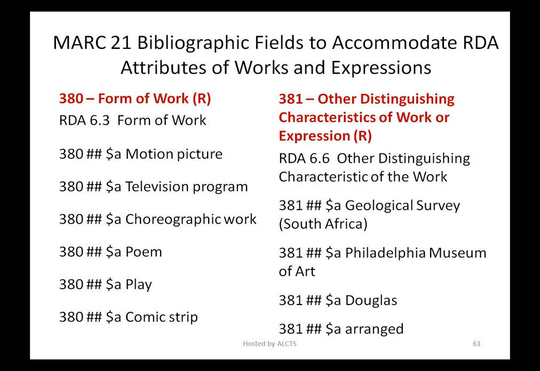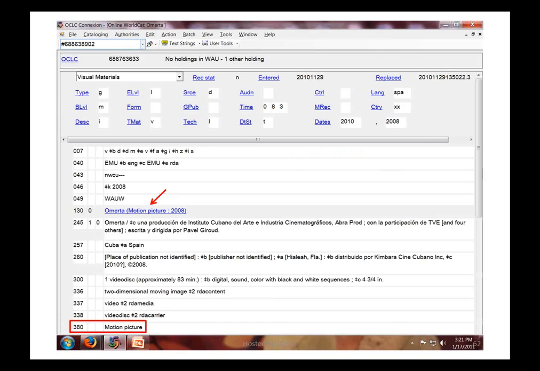And they don't make a lot of sense when you look at them individually like this, but they will when you look at a record. So here's that same record that we saw before for Omerta. There are other motion pictures named Omerta, so we record the form of work in the 380 field, and then it's also used in the access point, naming the work.